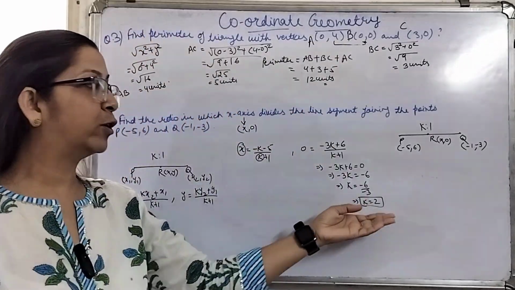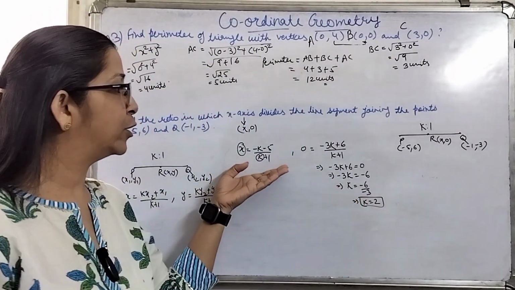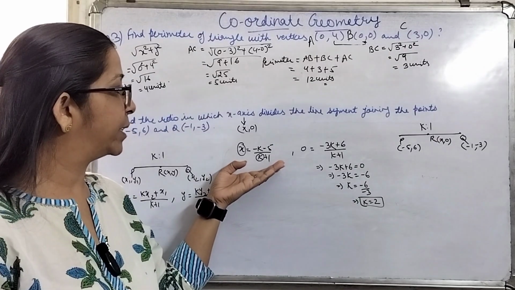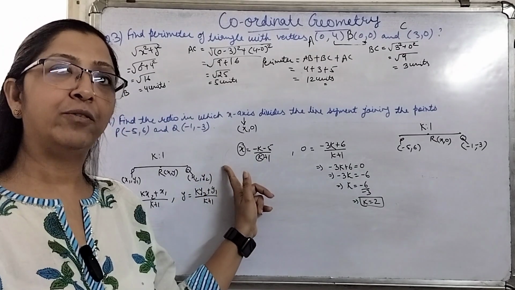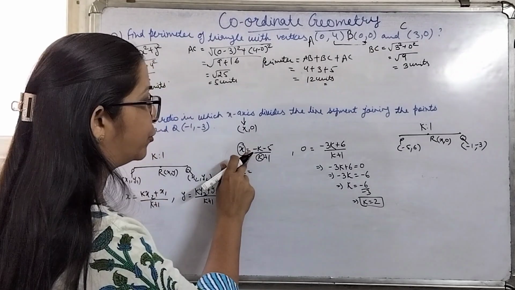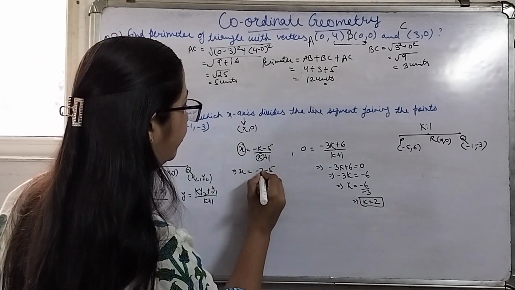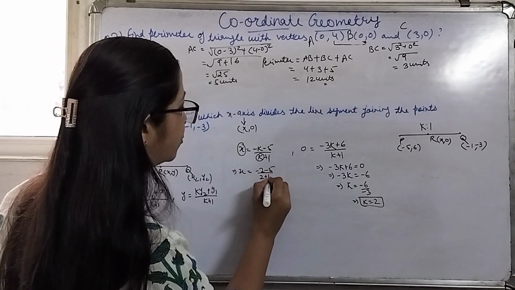So from here we got the value of k. Now once we have the value of k, we can keep the value of k over here, and then we can find the value of x. So x will be, instead of k we are keeping 2, minus 2 minus 5 over 2 plus 1.